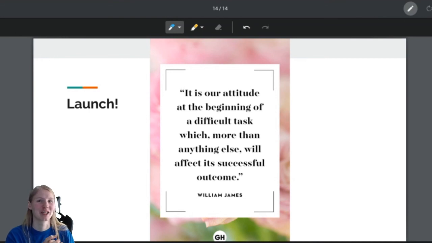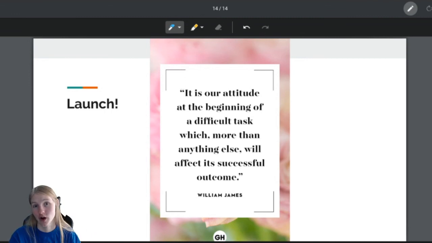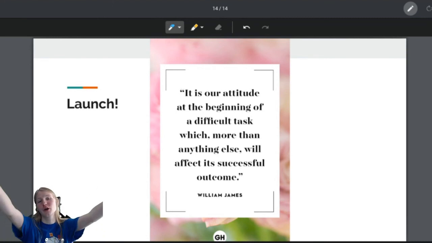So, if you take the attitude of, this is going to be hard, but I'm going to work at it every day, and it'll become easier and easier the more I work at it, that's going to set you up for more success than saying, oh, this is hard, I don't really want to do it. So, your attitude at the beginning of the task is what is going to determine how successful you are at that task. So that is my launch for you. Take it with you as you go throughout your day.